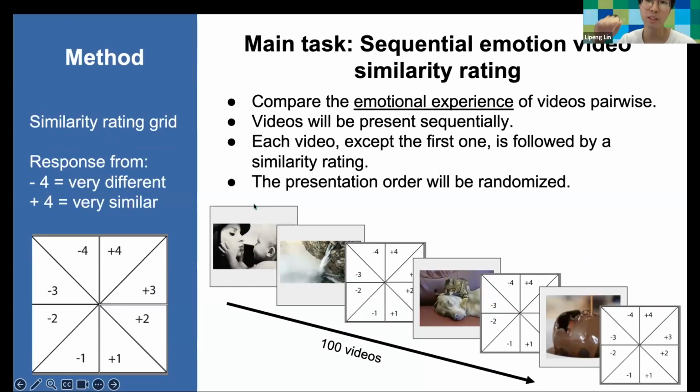Participants are asked to compare the feeling between short videos. They will respond with a similarity rating grade, look at the left side, ranging from -4 to 4 without 0. The order of the video presentation was randomized. The reason for randomization is that, remember, we have a total of 75 videos. It is not feasible to ask participants to compare each pair of videos.